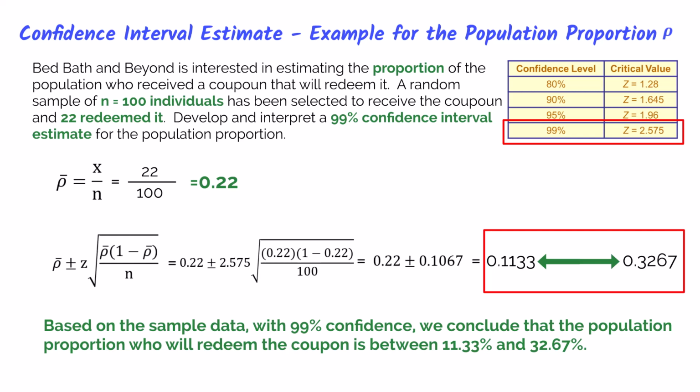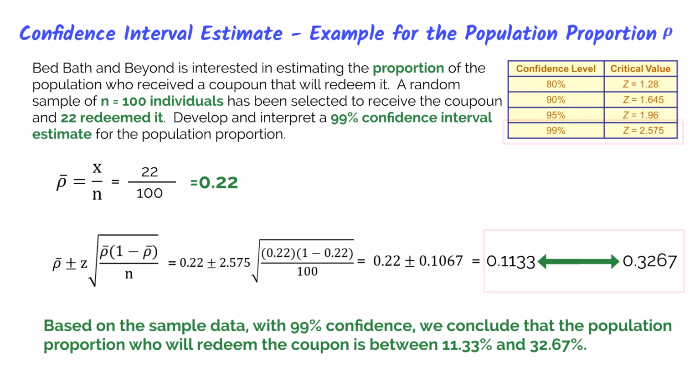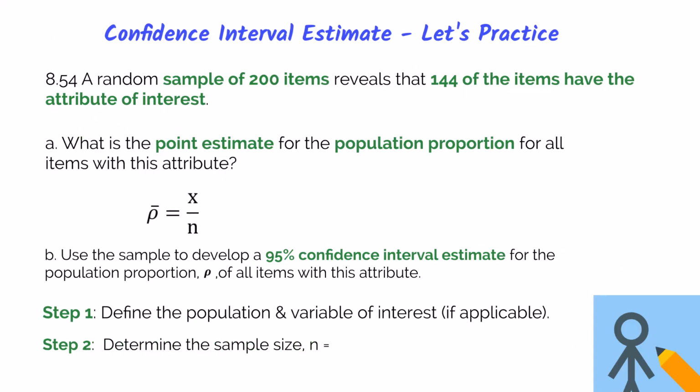That is a pretty wide interval, and as we learned before, to get a smaller interval, we would either need to reduce the confidence level or increase the sample size. Let's now do a practice problem 8.54 from the textbook. A random sample of 200 items reveals that 144 of the items have a particular attribute of interest. So in part A, what is the point estimate for the population proportion for all items with this attribute?